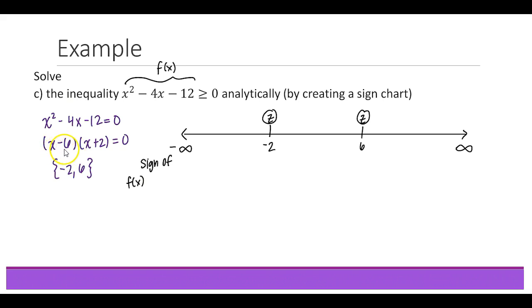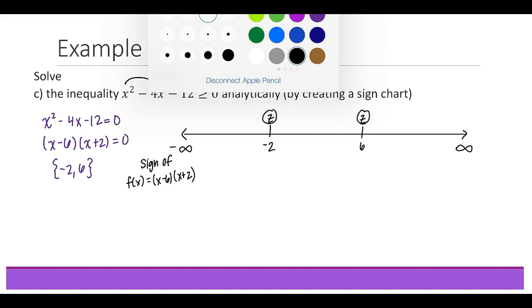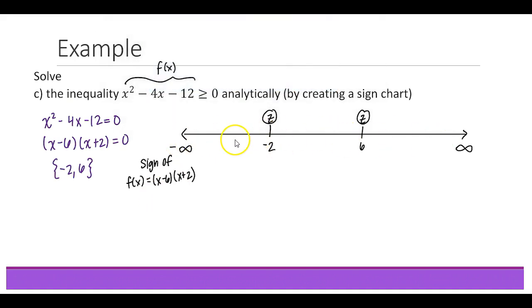And in order to determine that, the easiest thing to do is to consider f of x as its factored version. So I want the sign of quantity x minus 6, quantity x plus 2. In order to determine the sign, we're going to pick a test point value in each interval. Between negative infinity and negative 2, I can pick any number, but I'm going to pick the nicest integer to the left of negative 2. So I'm going to pick negative 3.